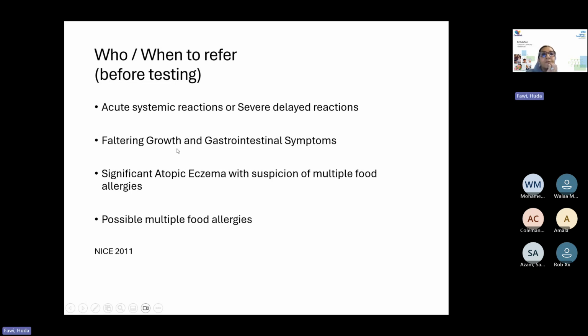So when to refer? Usually we would like these presentations to be managed in primary care, but refer if there are acute systemic reactions or severe delayed reactions, faltering growth and GIT symptoms, or significant atopic eczema with suspicion of multiple food allergies. Just a note on atopic eczema: please do not initiate specific IgEs in significant eczema because they will have false positive results.